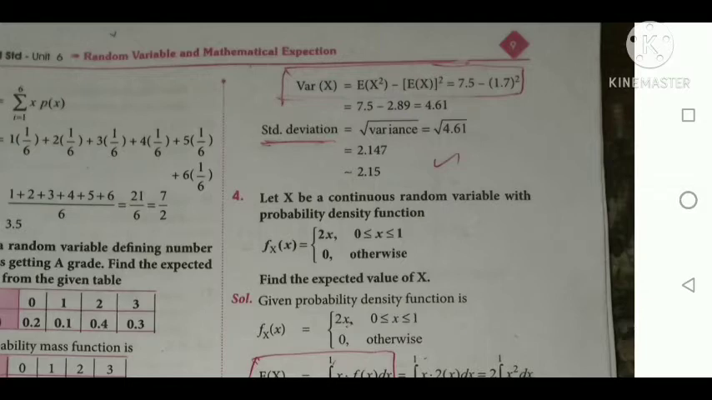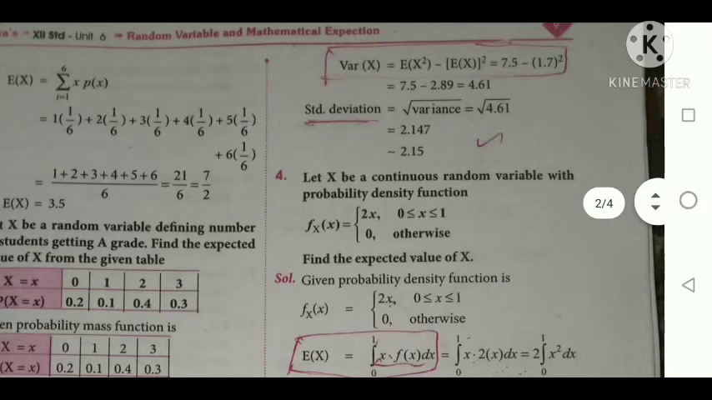So standard deviation is nothing but the square root of variance. Therefore, the square root of 4.61 equals 2.147. The answer is 2.15. Okay. So this is the way you have to find the value of standard deviation.